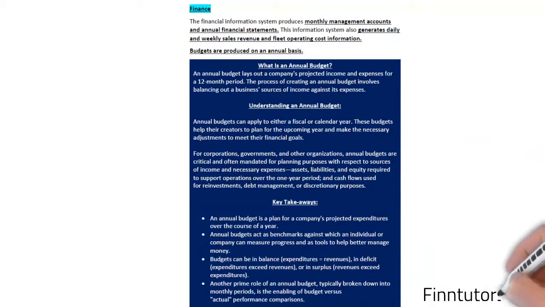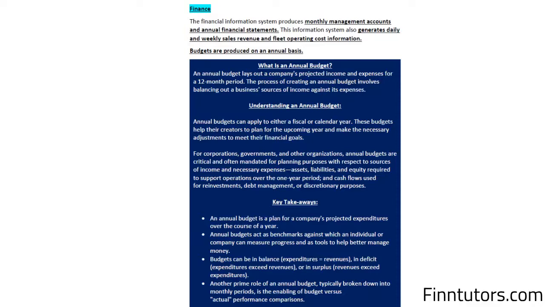Next, we speak about the finance department. Now, the financial information system produces monthly management accounts and annual financial statements. In general practice, this information system also generates daily and weekly sales revenue and fleet operating cost information. So daily as well as weekly information is created to have a clear idea of what your sales are and what your operating costs are. Budgets are produced on an annual basis only.